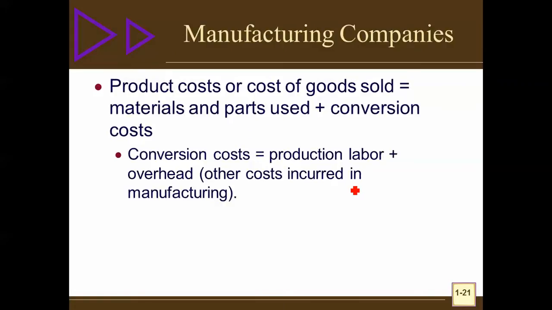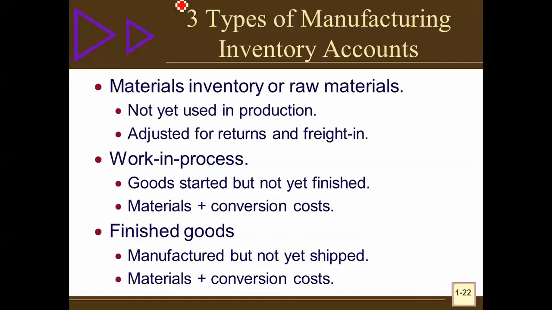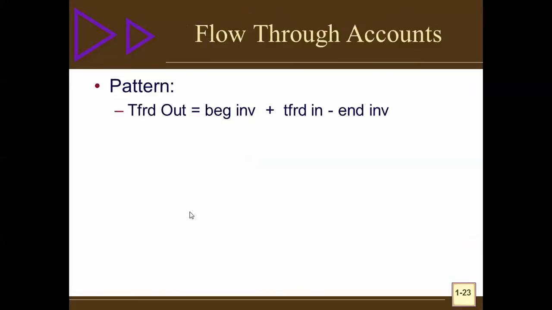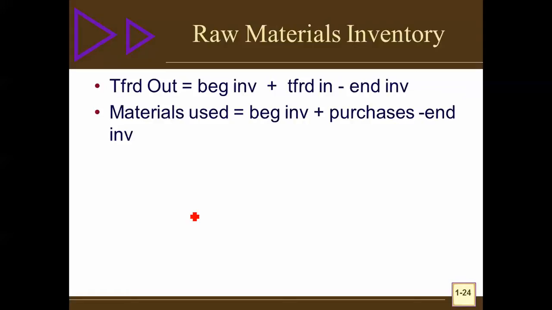Now, more importantly, let's talk about manufacturing companies. They convert raw material into product, and the conversion cost is the labor and all other manufacturing costs, to convert the raw materials to finished goods. So there are three types of inventory here: the raw material inventory, the work in process, and the finished goods inventory. That is goods that have not been shipped yet. Now, the pattern: what has been transferred out is equal to the beginning inventory plus what was brought in minus the ending inventory. So materials used is equal to the beginning inventory plus purchases minus ending inventory.